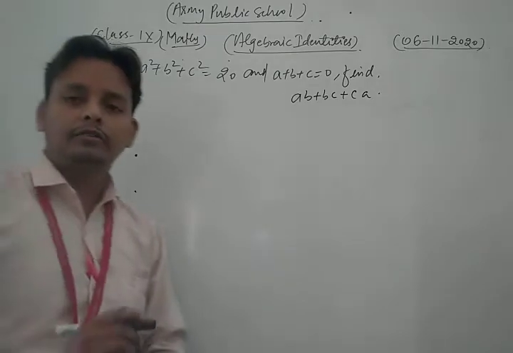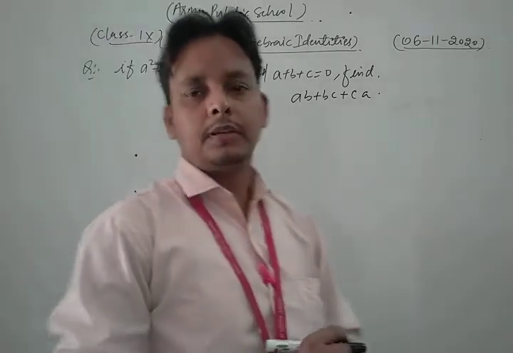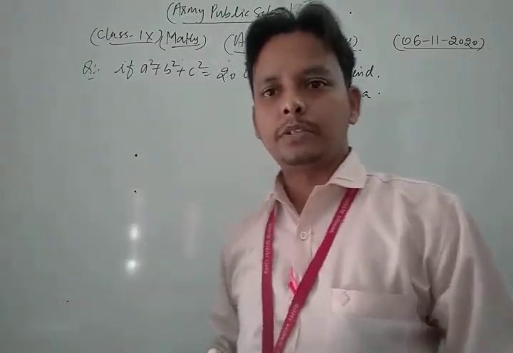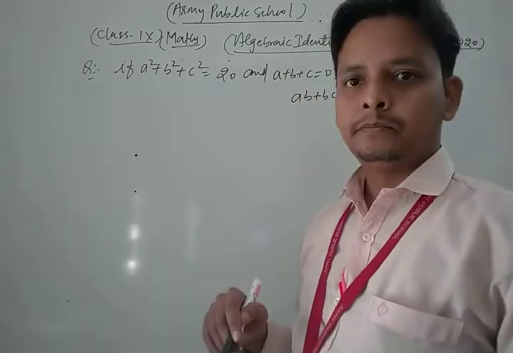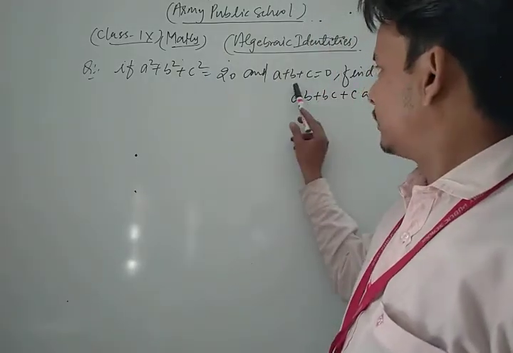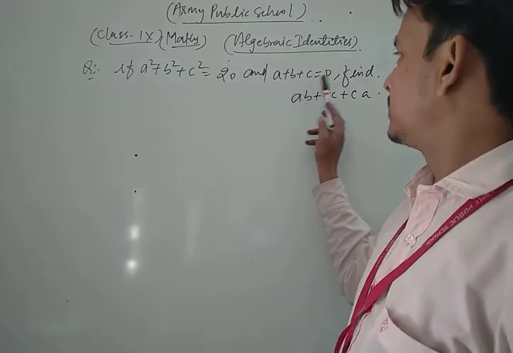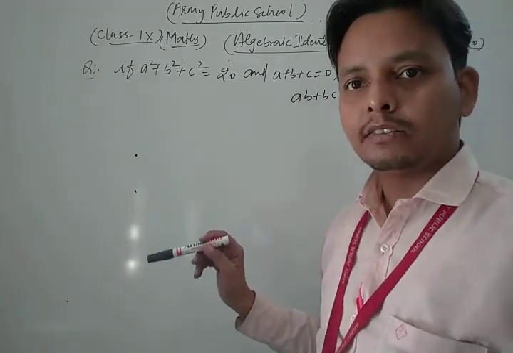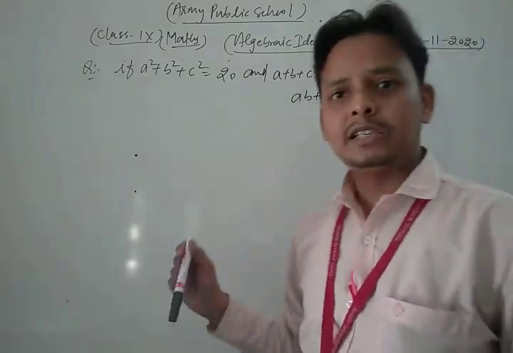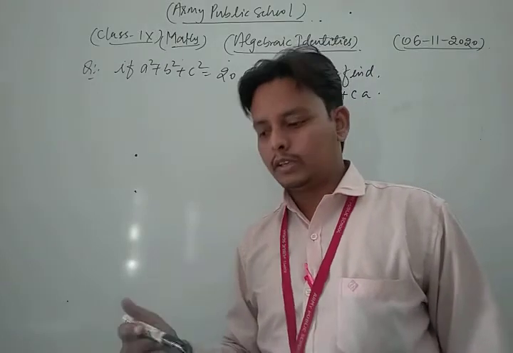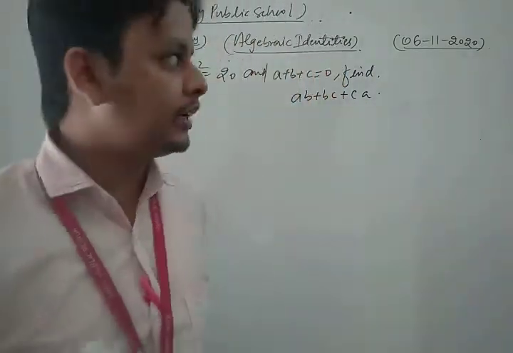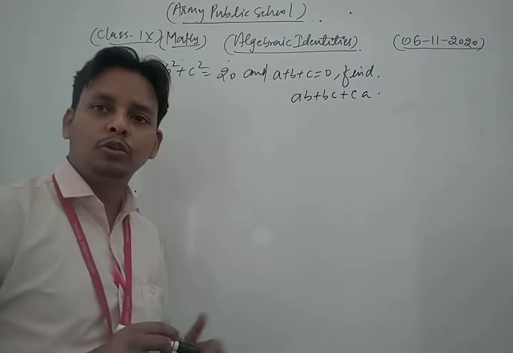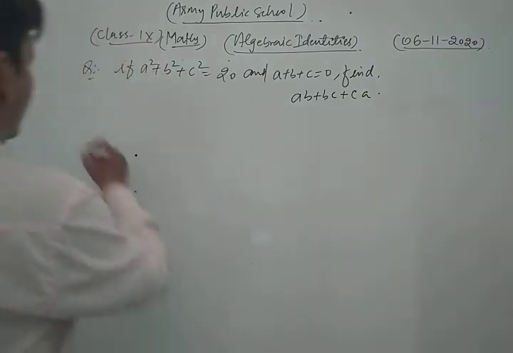Here we have the value of a square plus b square plus c square, which is 20, and we also have the value of a plus b plus c, which is 0. Now we find the value of ab plus bc plus ca. Let's see its solution. Dear students, in this question we apply the identity (a plus b plus c) whole square.